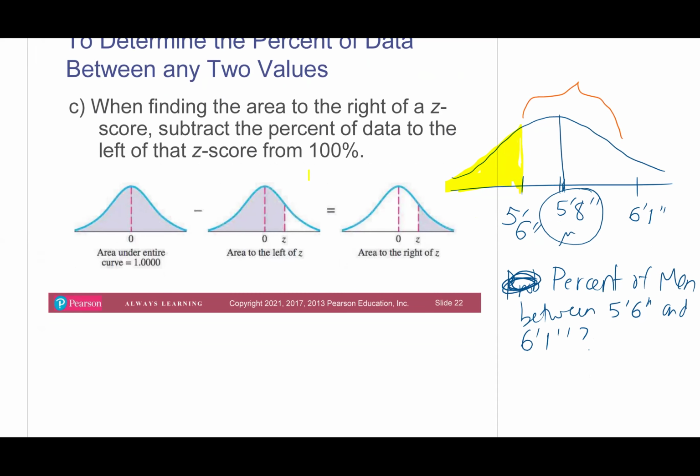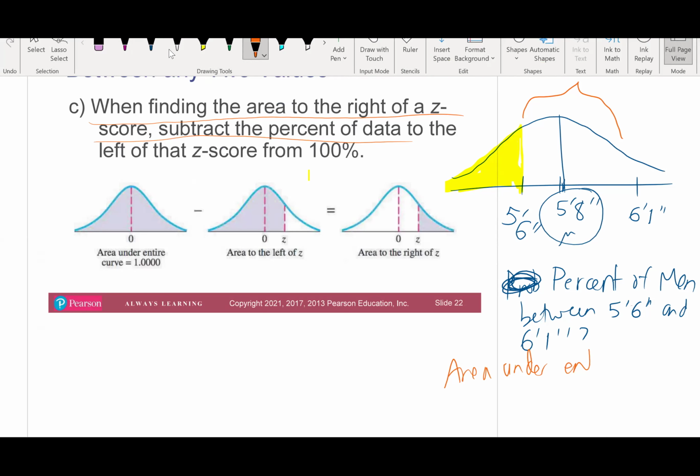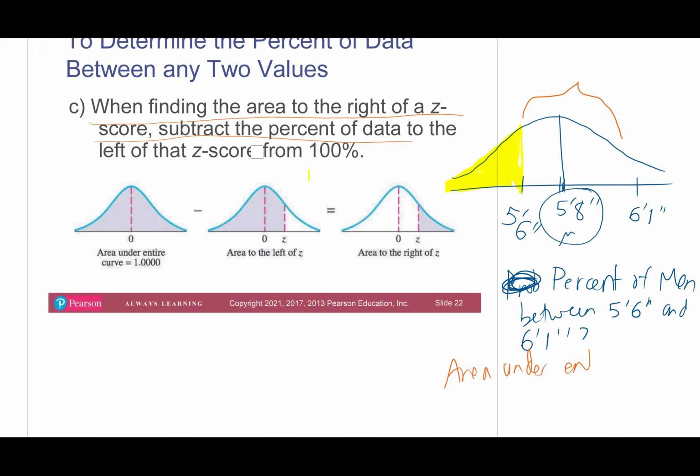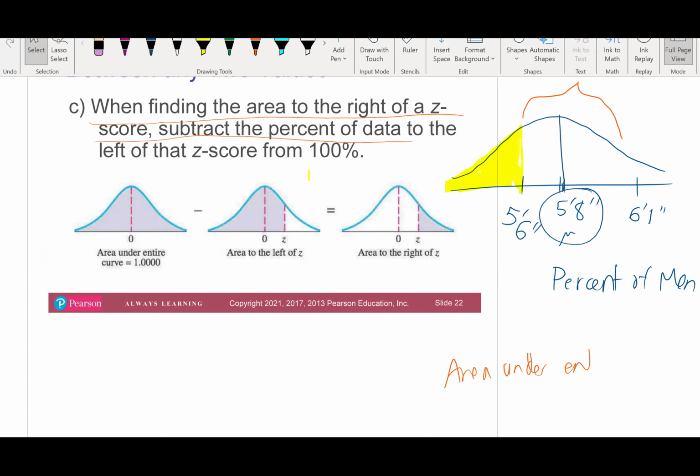So what I'll have to do is find the area under the entire curve, like it says. Oh, no. Well, okay, sorry, I messed this up. When finding the area to the right of a z-score, subtract. Dang it, I shouldn't have said percent of men between, I should say percent of men taller than 6'1". So that's the problem: the table only gives you the percent of data values to the left. But if you want the percent of data values to the right, you have to take the result away from 1.